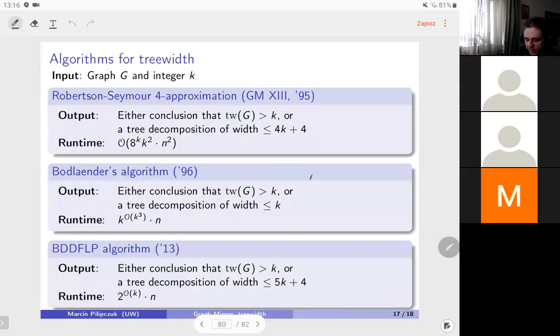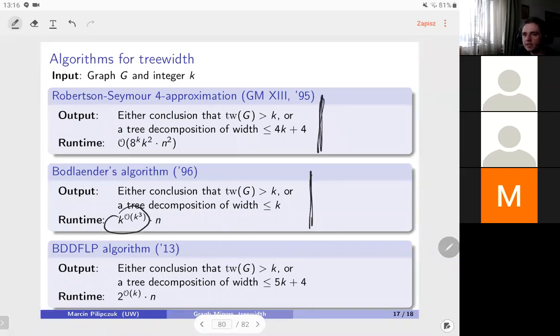The pure result is that you can spend time roughly k to the k cube to decide whether treewidth is at most k or larger than k. This is quite a complicated algorithm, and we don't want to go into details, and this is not the subject here. What we will do now, and what's our plan for the last half an hour, is to get some insight from this algorithm.